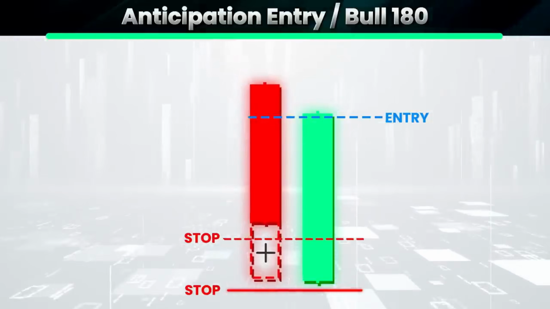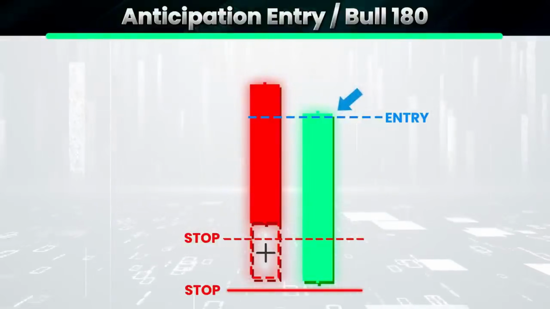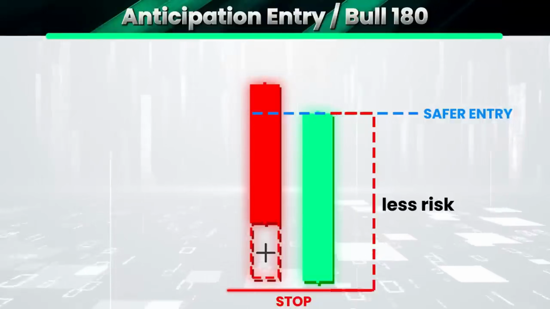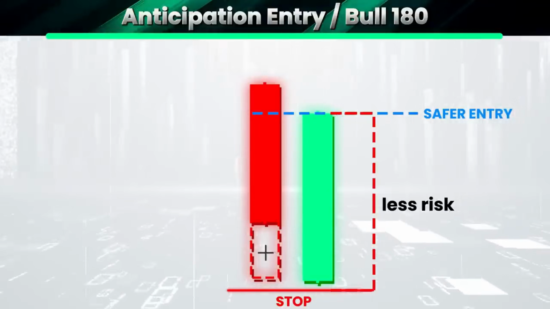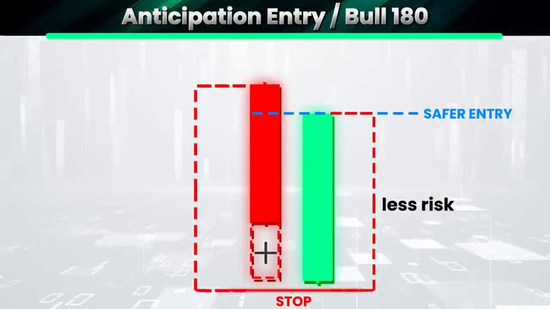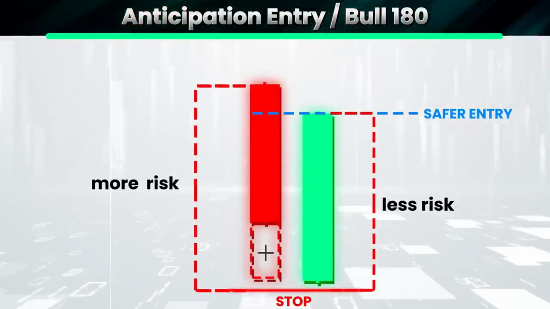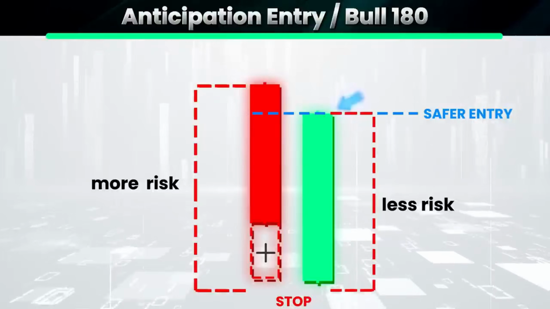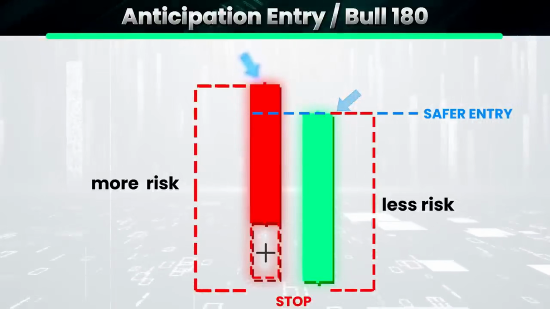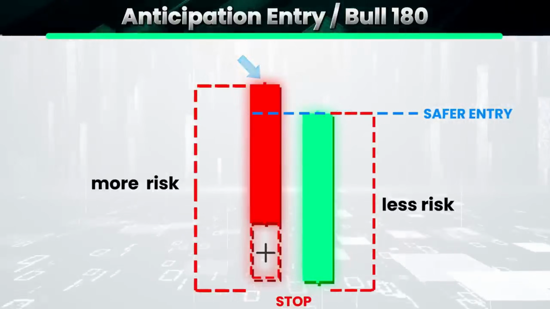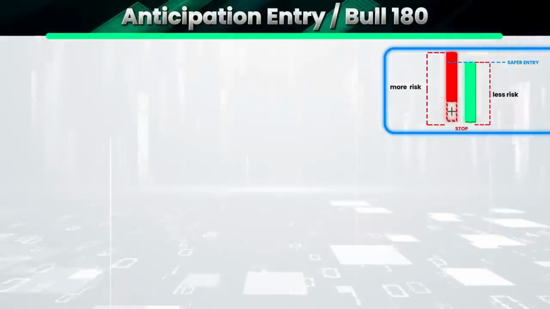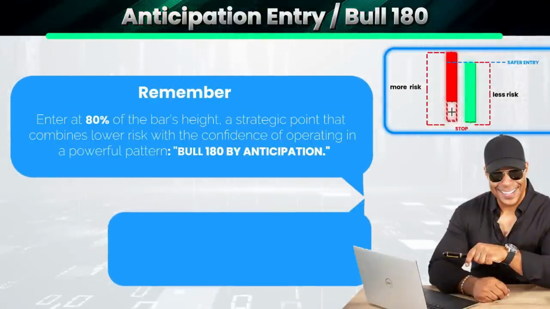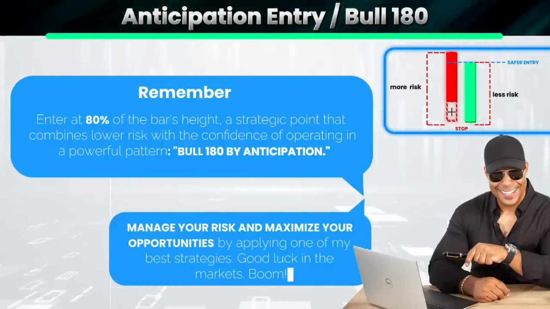This is actually safer to enter here. Don't think that it's more aggressive. This is safer because your stop out is smaller than it would be here. So your anticipation entry, the 80% anticipation entry, is a safer entry in this case than the confirmation entry because your potential loss is smaller. Now, there's a tendency for many people to think that anticipation means more risky. Usually anticipation means less risky, believe it or not.